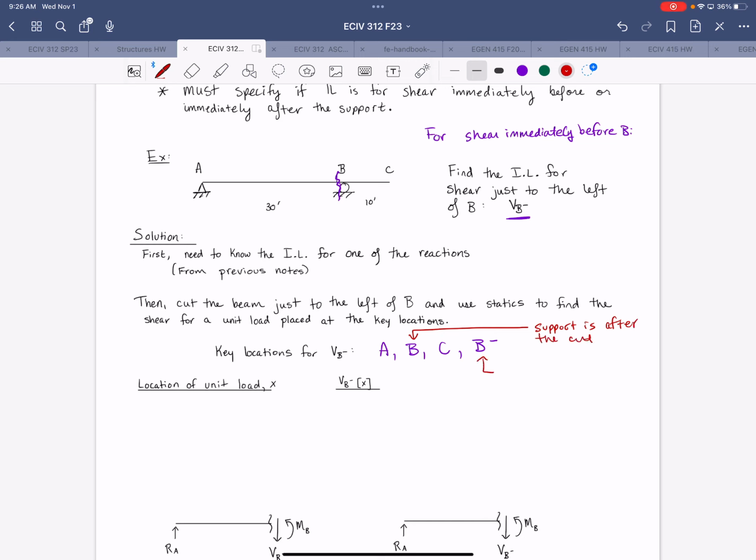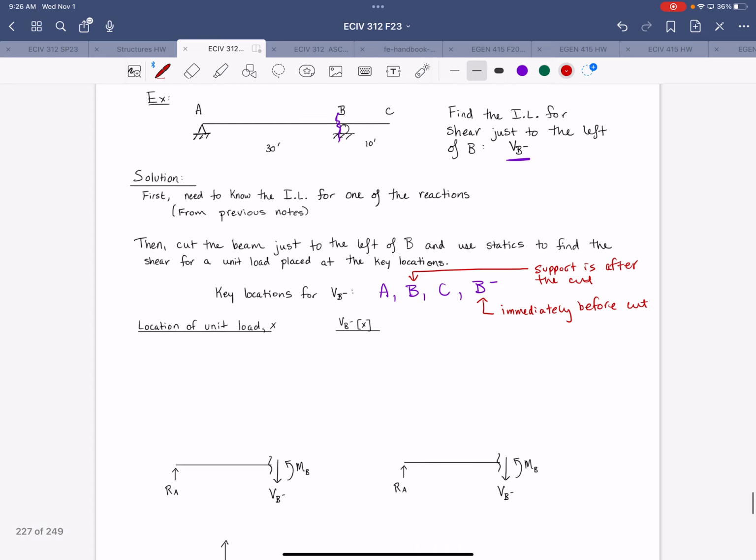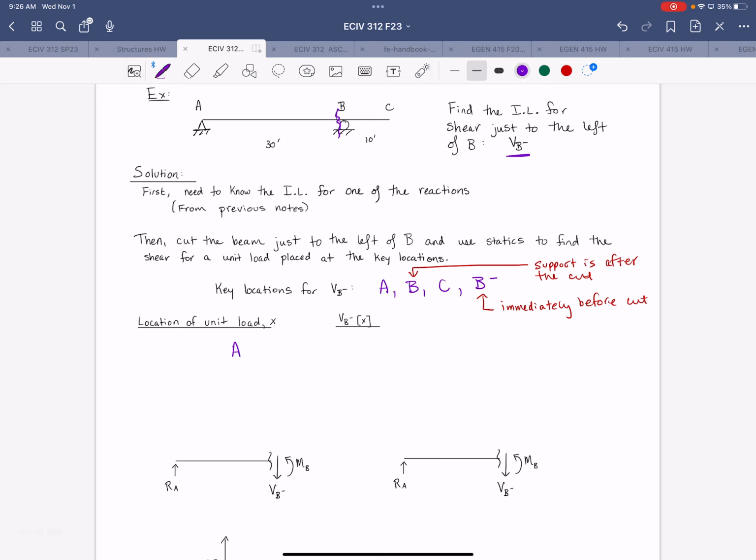And then this is immediately before the cut. So we'll list our key locations. I'm going to list them in the order of left to right. So A, B minus, then B, then C. For A and B, we know from observation that the shear at our location of interest is going to be 0 because those are supports. So that just leaves 2 locations that we need to apply statics for.